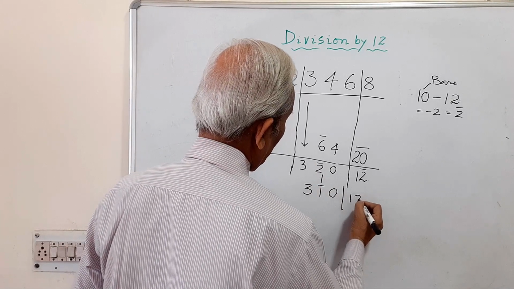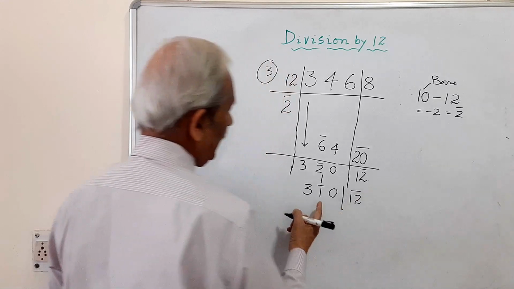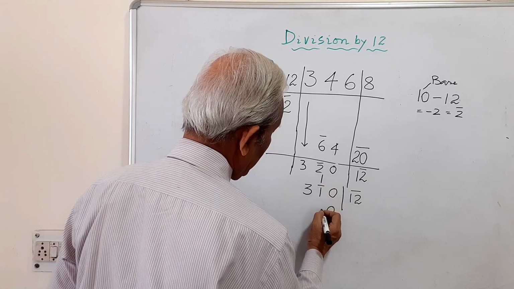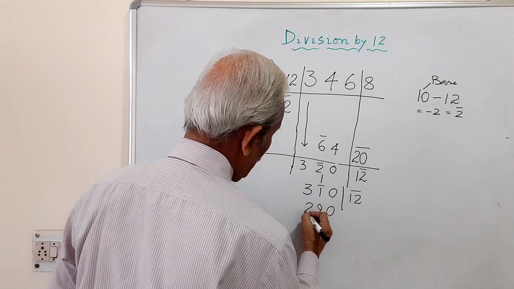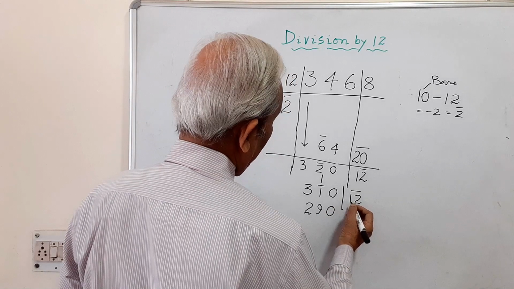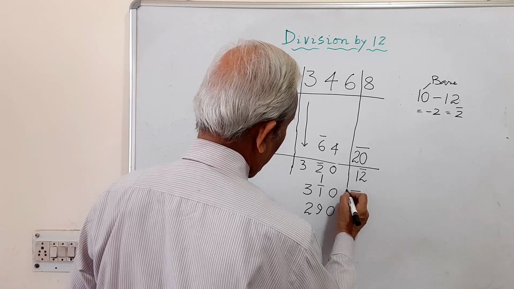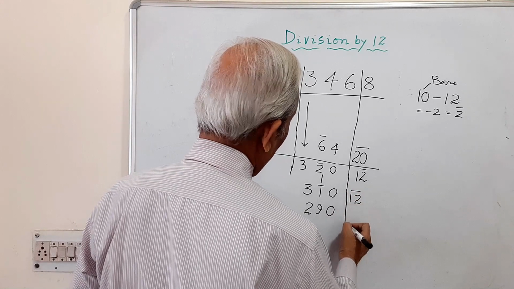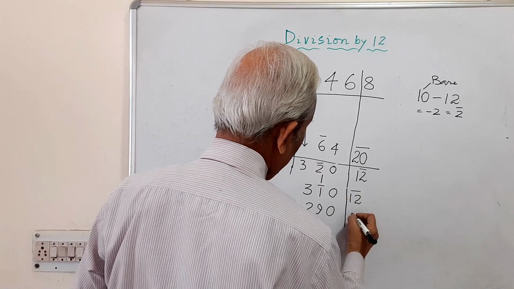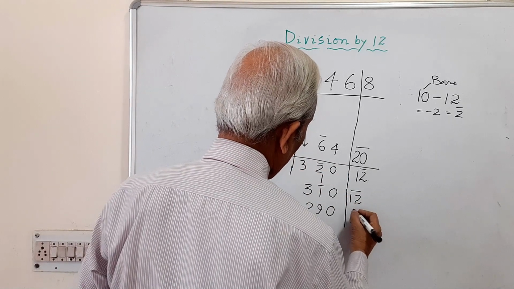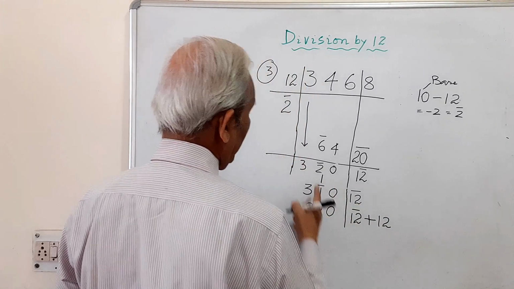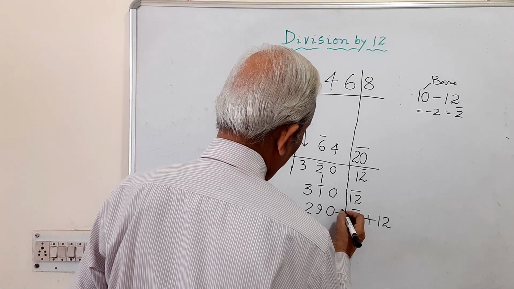310, 12 bar. Now we have to remove the bars. Now here devinculate it, 0 here. Devinculate 10 minus 1 is 9. Reduce this by 1, it's 290. But this is 12 bar. Now since this is 12 bar, what we'll be doing, we'll add this one divider with this to make it 0. 12 bar plus 12. Now since we have taken one divider from this, we'll reduce by 1.